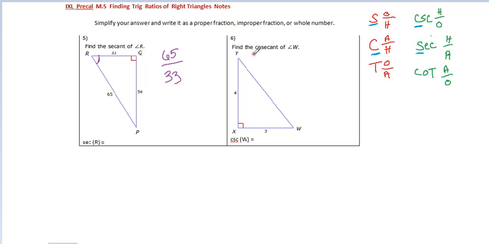Okay, number 6, we're looking for the cosecant of angle W, this one. All right, we've got the hypotenuse, but we have no number here. What are we going to do? Any ideas? Okay, let's choose another color. Let's do orange. We can use the Pythagorean theorem if we'd like to.